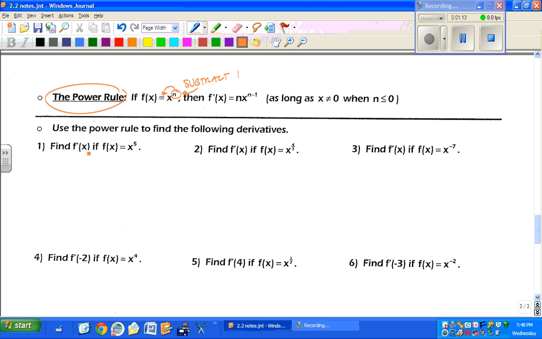Number 1 down here, we want to find the derivative of f of x. If f of x equals x to the fifth, bring the 5 out in front times x, and instead of to the fifth power, we're going to subtract 1 from that exponent. So we get 5x to the fourth.